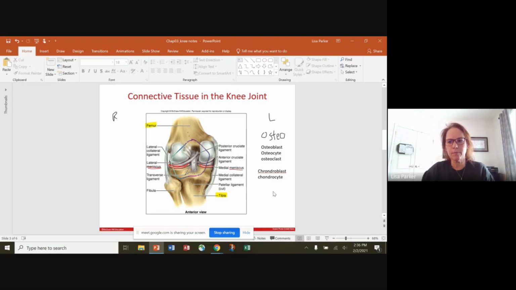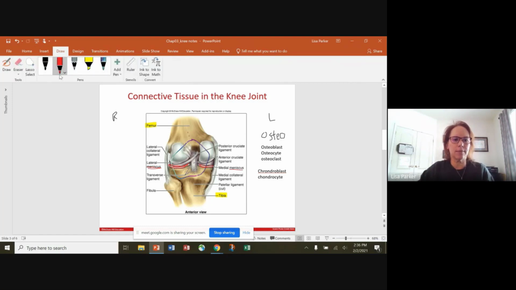All right. The next type of tissue that we have are ligaments. And we have a bunch of ligaments in the knee, and ligaments are bands of fibrous connective tissue that help to reinforce and stabilize the knee. The knee is very freely movable, so it's very unstable. It's an unstable joint. So we have lots of ligaments in the knee.